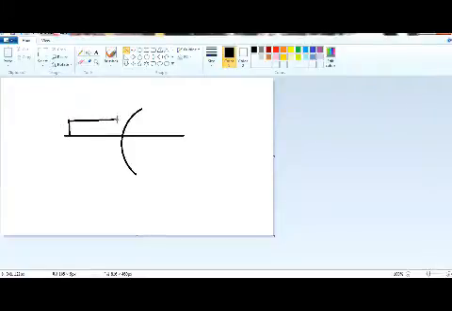Now this is a convex mirror. We'll read about it in the next class, don't worry. So there you go. This is the object again. I'm not saying it's practically possible again. This is the first light ray coming from here, and it gets reflected in this direction. Now similarly, this light ray went there, and it got reflected in this direction.